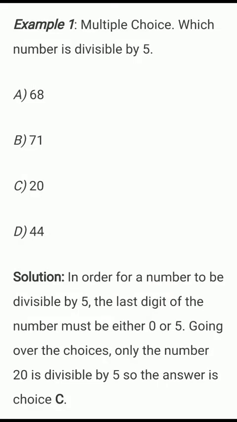Okay, I am giving you a question, multiple choice. Which number is divisible by 5? Let us see all the 4 examples. In order for a number to be divisible by 5, the last digit of the number must be either 0 or 5. Going over the choices, only the number 20 is divisible by 5. So the answer is choice C.